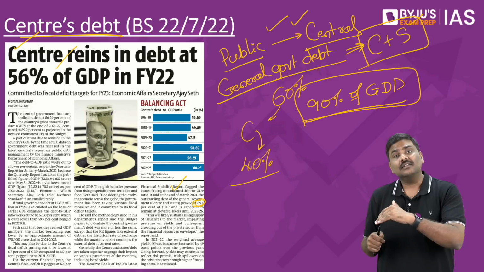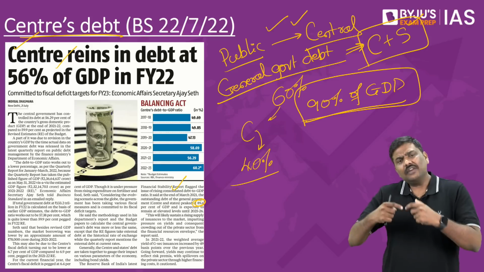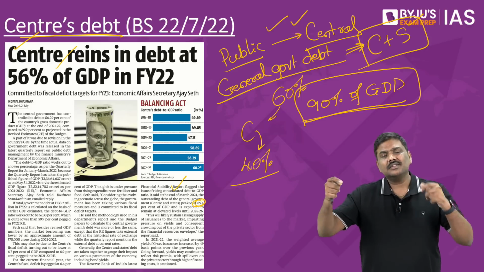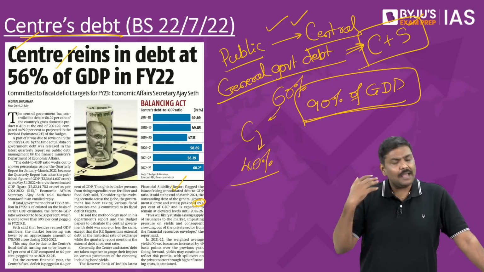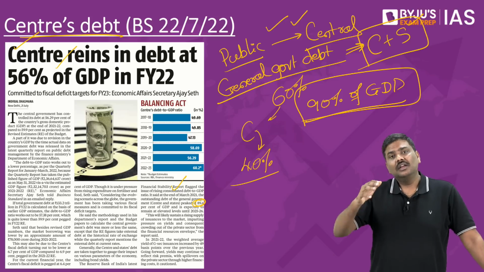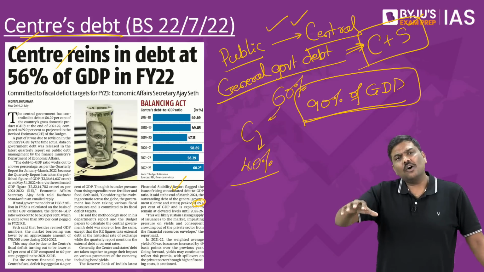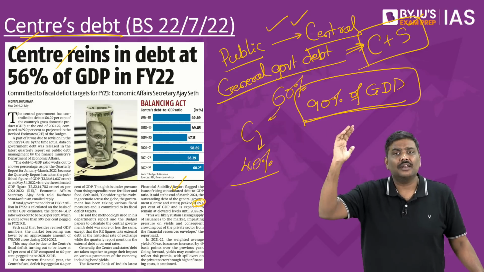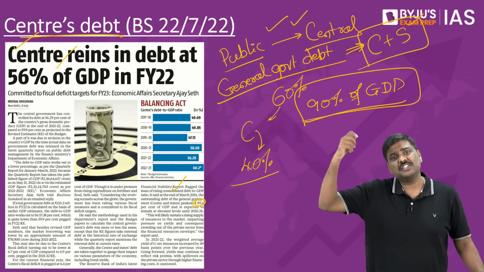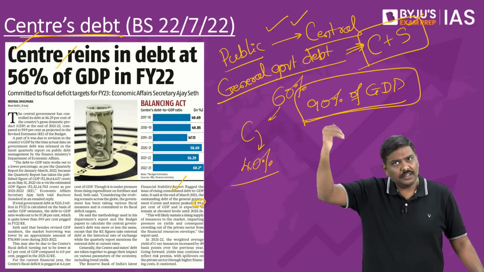Now, the concern related to this is, whenever the debt to GDP ratio increases, it simply means the liability of the government is very high. And when the liability of the government increases, two things. One, the government somehow has to repay this particular liability in the future, which will restrict the amount of expenditure that the government can do in the future.